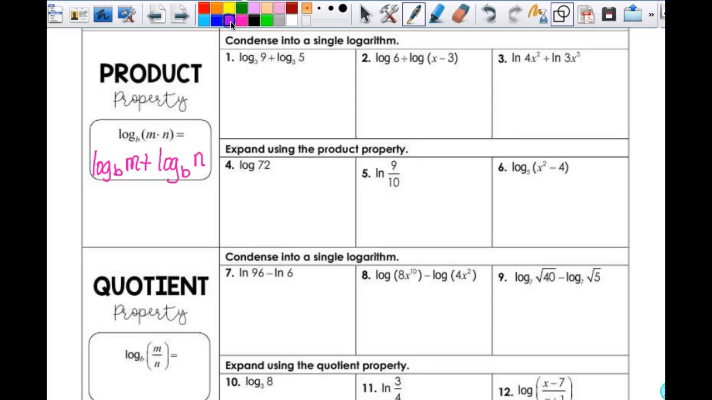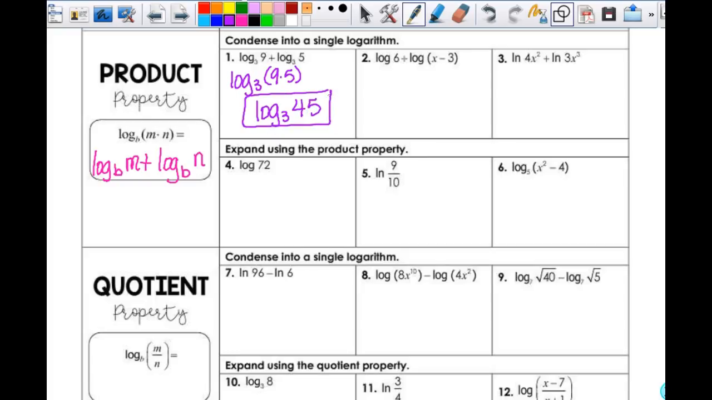So it only works if my logs have the same base. These both have a base of 3. So this is going to become log base 3 of 9 times 5, which then becomes log base 3 of 45.